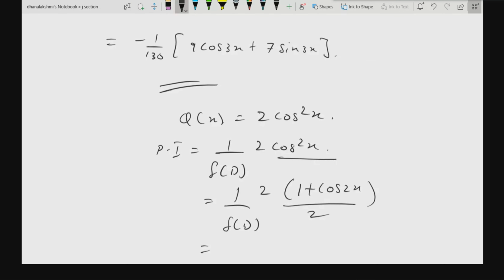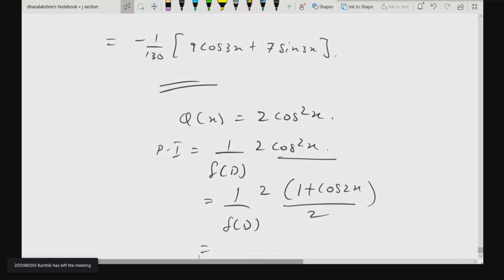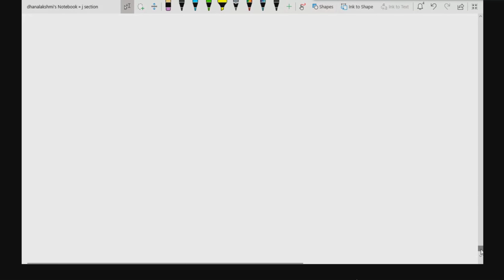Now you have two things here. One is 1 and the other one is cos 2x. So for 1, since it is a constant, how will you find it? 1 by f of d, 1 plus 1 by f of d into cos 2x. So cos 2x you can solve.